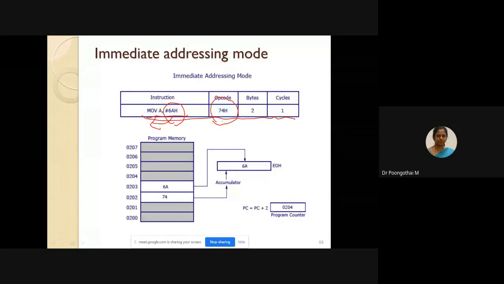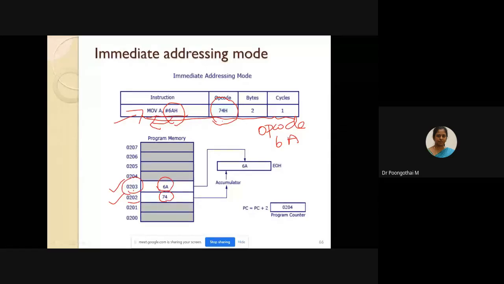So we have MOV A comma hash 6A. The opcode for this instruction is 74. So it requires 2 bytes of memory location. 1 byte is for your opcode, and another one is for your 6A immediate data. So these two are stored in the corresponding program memory. So 0202 is your program counter, which holds the opcode, and 0203 holds 6A. 6A is the immediate data.